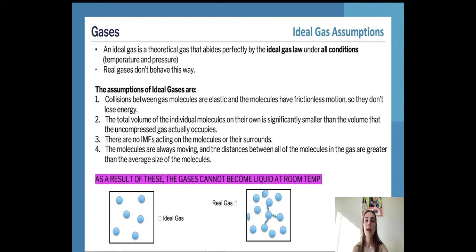What we know about ideal gas assumptions is that real gases don't behave in that way at all, and typically don't belong to the ideal gas criteria. But we do need to know the assumptions of ideal gases, because we can apply concepts surrounding them to our understanding of real gases. Our main assumptions of ideal gases are that the collisions between gas molecules are elastic, and the molecules have frictionless motion, so they don't ever lose any energy.